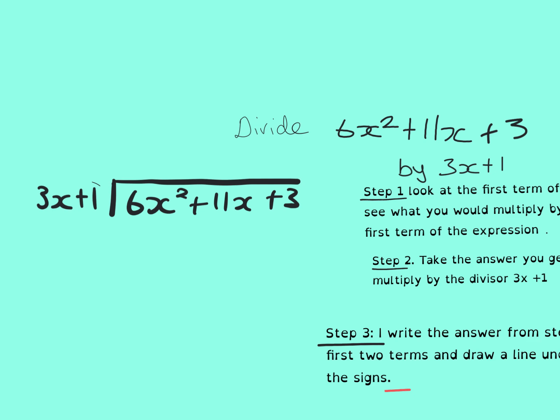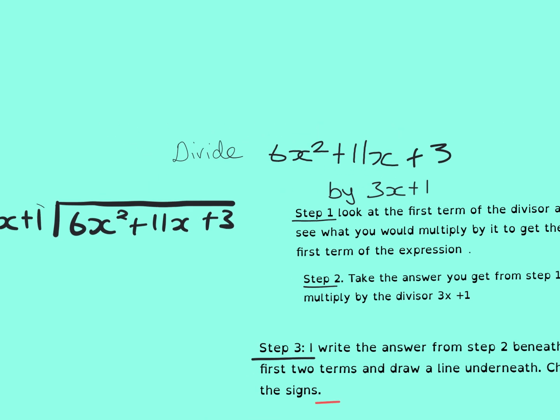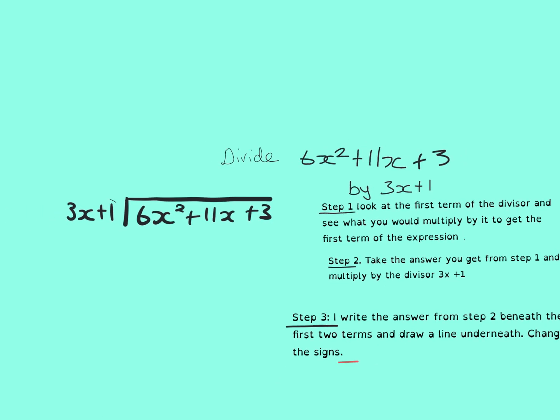So what we see here, step 1, you look at the first term of the divisor. So this is the first term here, 3x. And you ask yourself, what would you multiply by 3x to get 6x squared? So I know that if I want to get 6x squared, I multiply 2x by 3x to get 6x squared.